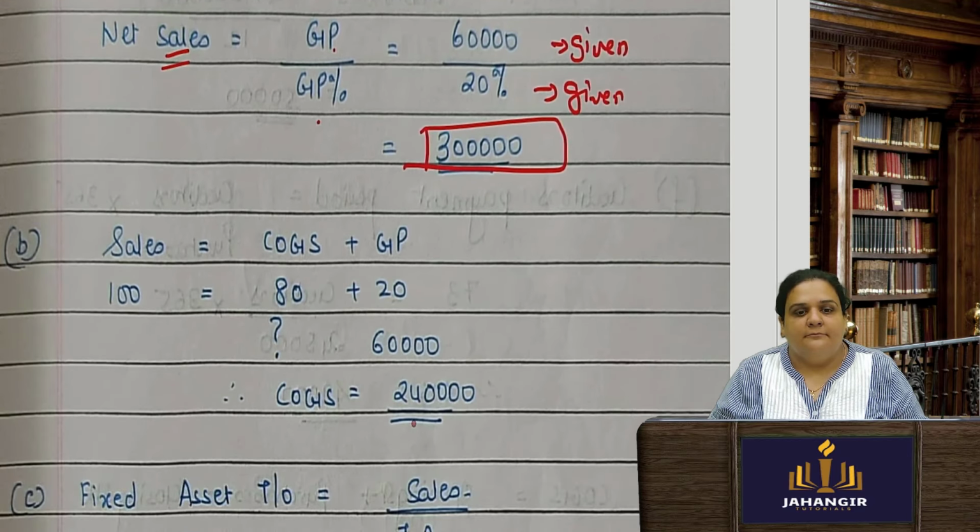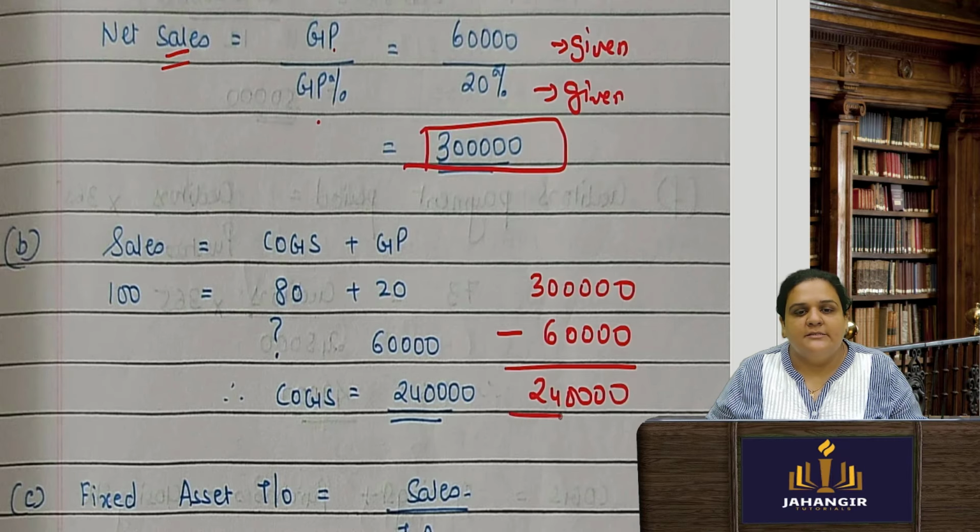One thing is done. Since I have my sales, I have my gross profit. COGS is easy to find. Right? COGS will be how much? 3 lakhs minus 60,000. That will be my 2,40,000 as my COGS.